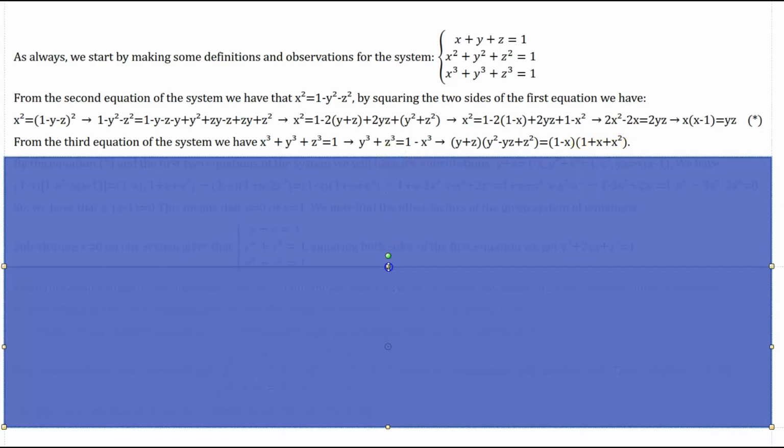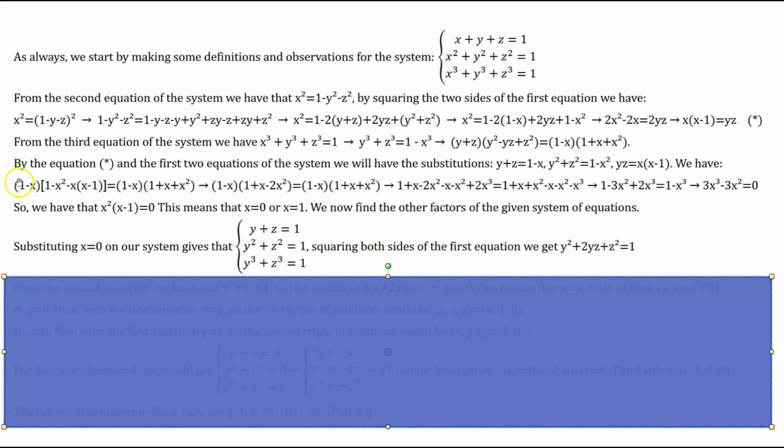So in this system of equations, by equation 1, we know that x times (x minus 1) is equal to yz, and by this equation and the first two equations of the system, we will now substitute. y plus z is equal to 1 minus x from the first equation. y squared plus z squared is equal to 1 minus x squared from the second equation of the system. And from this first expression we got x times (x minus 1) is equal to yz. So we now do the substitution, and then we'll have that if you do the substitutions on this expression up here, y plus z is equal to 1 minus x.